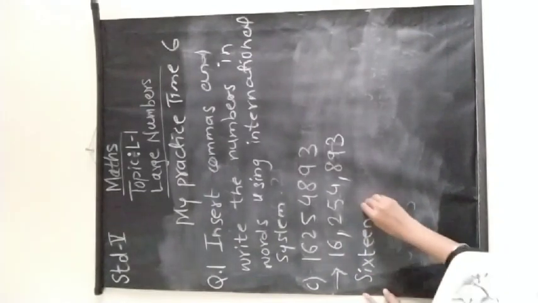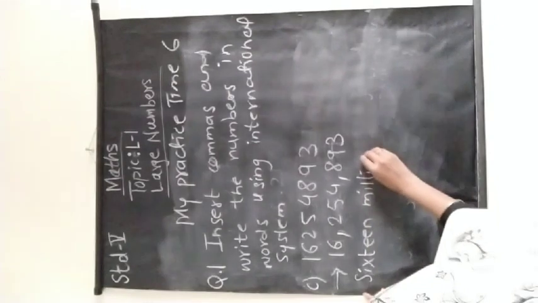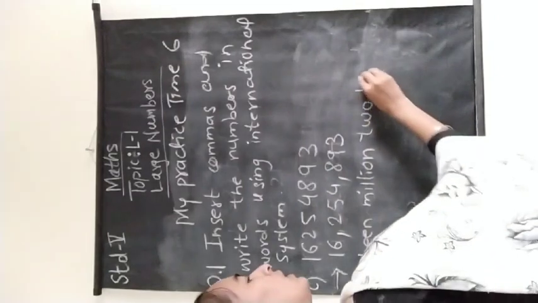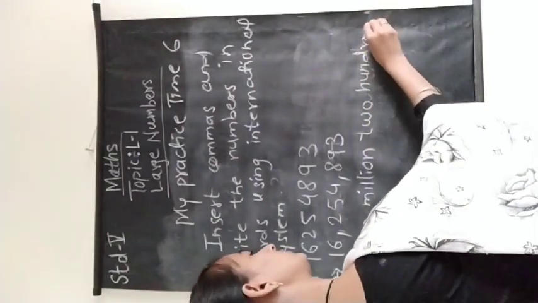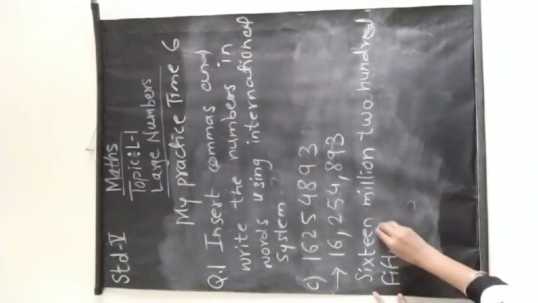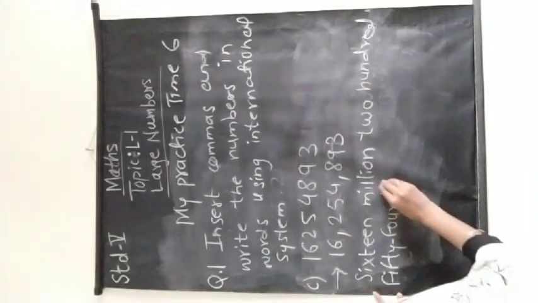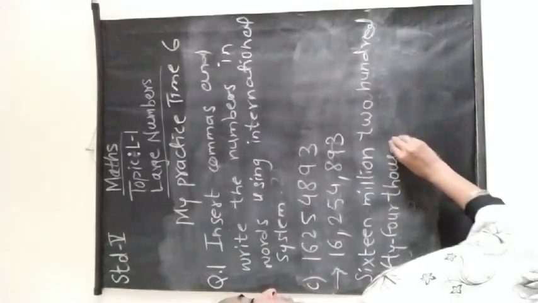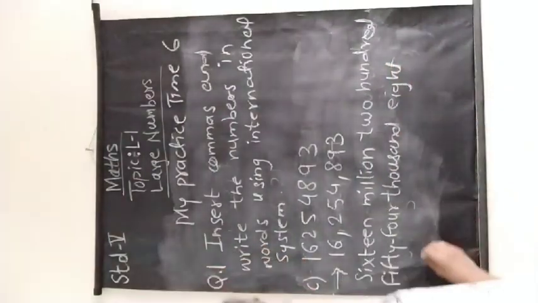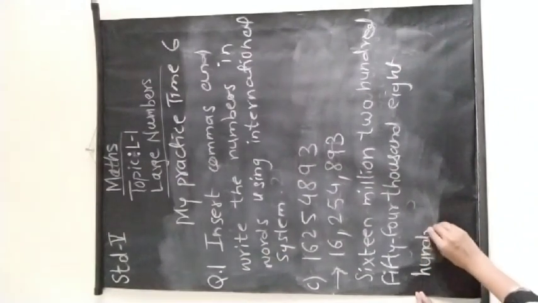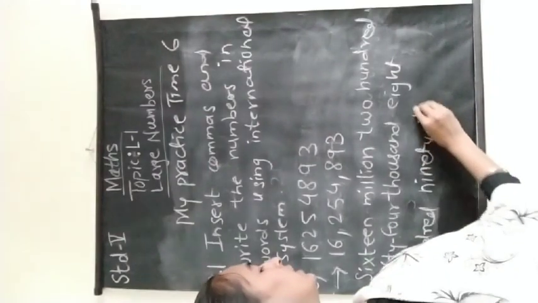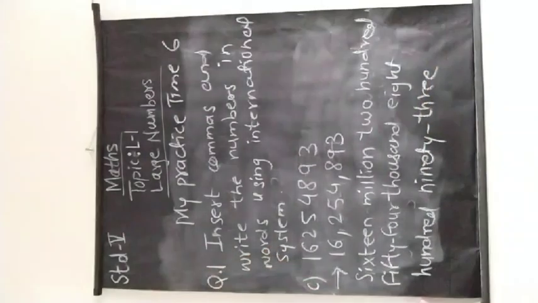It is 16 million 200, yes, 200 54,000 893. Okay, students, understand how to write?